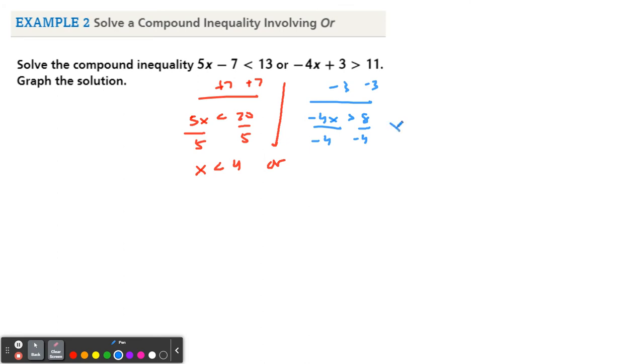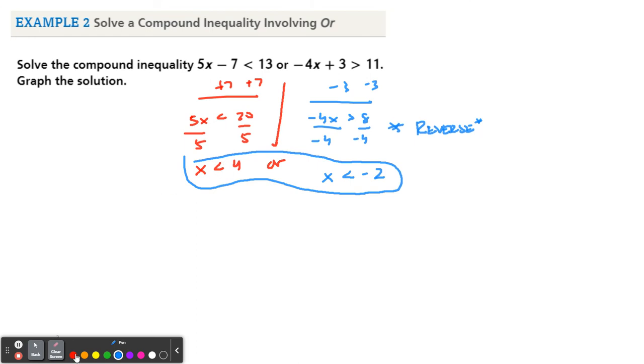I hope your red sirens are going off in your head, because when you divide by a negative, you must reverse the symbol. Reverse. Like you're playing Uno, reverse, right? So x comes down, the inequality symbol reverses to a less than, and 8 divided by -4 is -2. Okay, and now this is the solution from here.